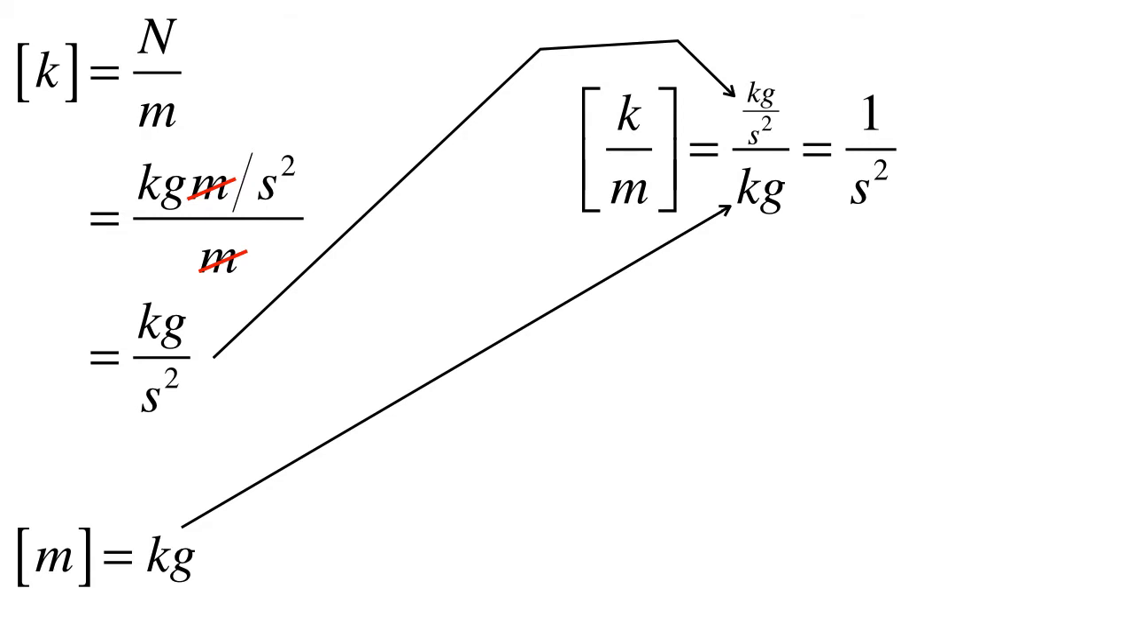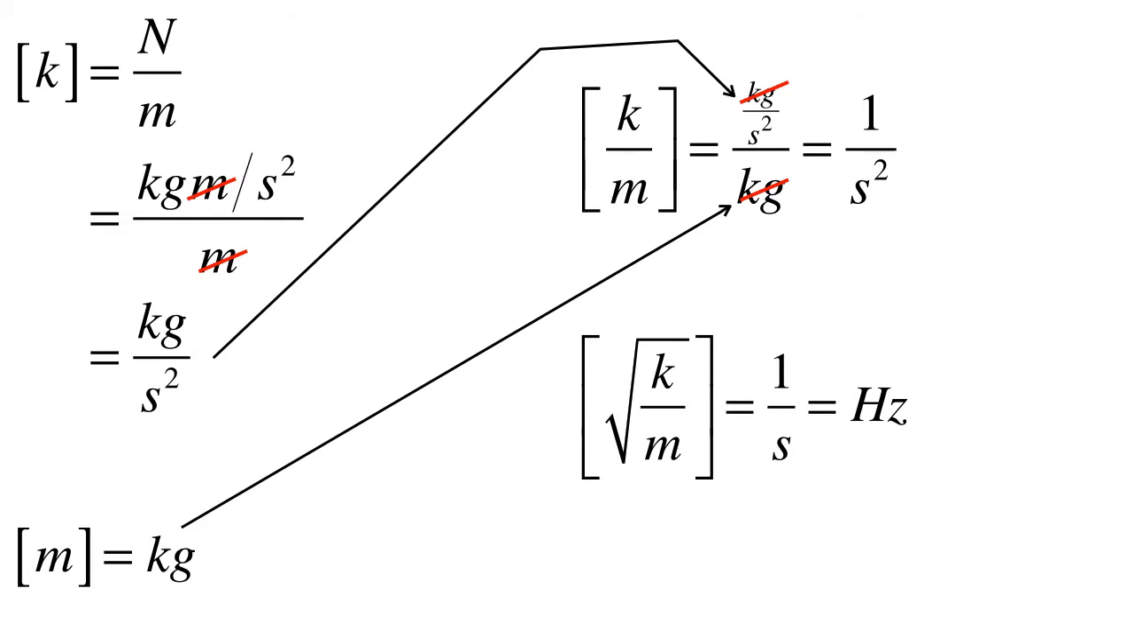So here's my quotient: kilogram per second squared on top, kilograms in the denominator. And guess what? We can burn off kilograms. And when we do, we get 1 over second squared. That is nice. But remember, this is not my target. My target is the square root of this. So when you take the square root, the units are 1 over seconds. My wonderful students, that is a hertz.